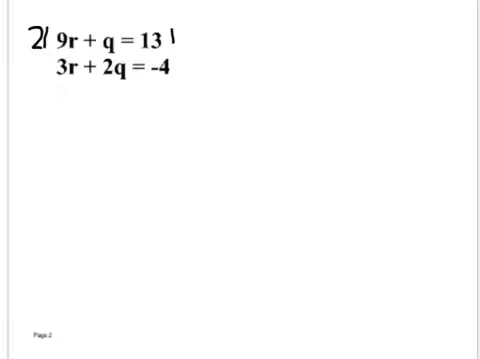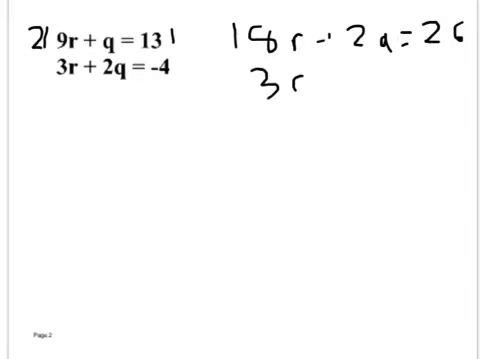2 times 9 is 18. 2 times 1 is 2. 2 times 13 is 26. Is it always 2? Yeah, it is. You picked 2 because you have to eliminate q if you pick the top one to multiply by. You can't multiply 9 by something and get 3, unless you're doing decimals, and we're not going there yet. So we leave the other one.